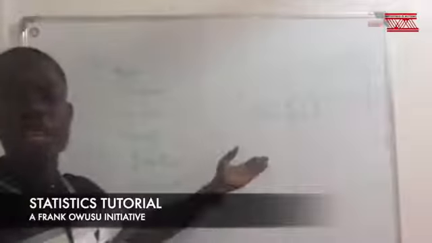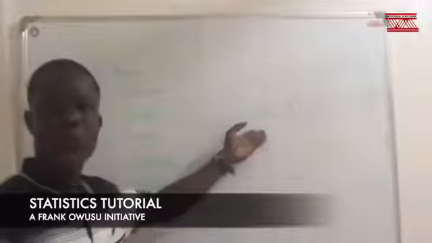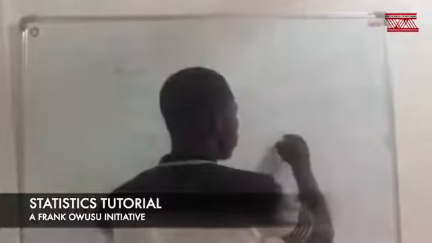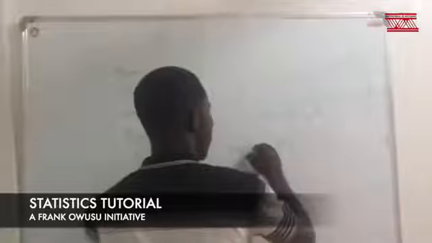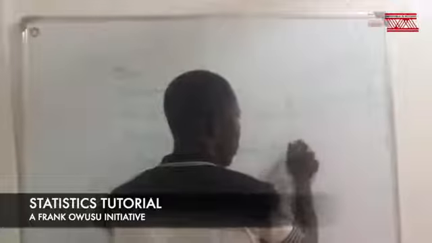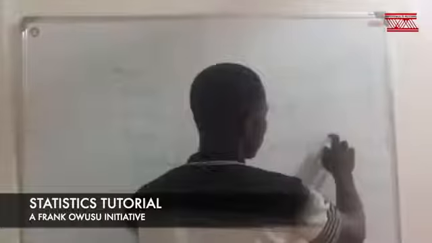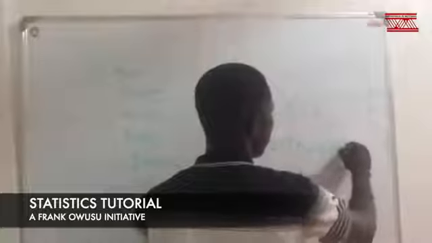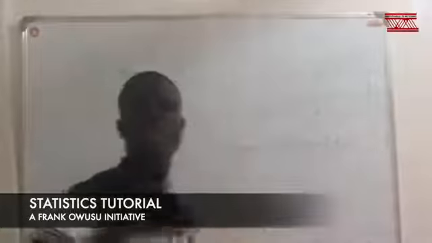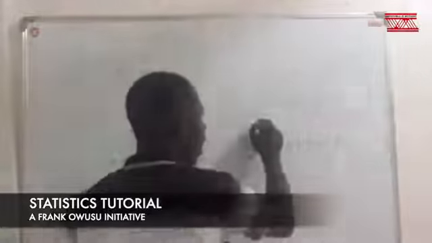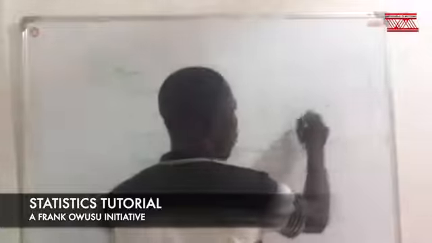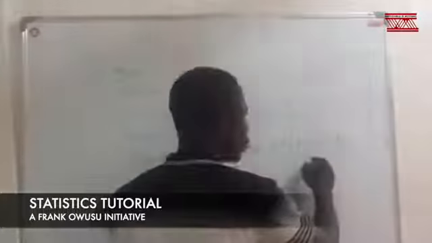Assuming I'm asked to find the mean of these numbers, I have to sum all these numbers, then I divide by the number of occurrences. So it will be 2 plus 3 plus 5 plus 1 plus 2, divided by the number of occurrences. Here we will count all the numbers: 1, 2, 3, 4, 5. So the number of occurrences will be 5.